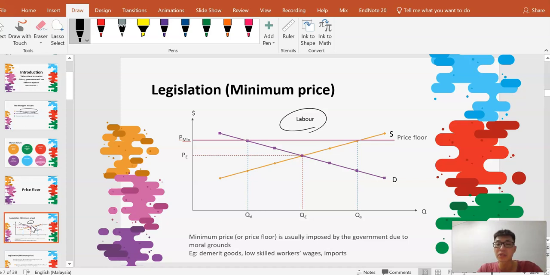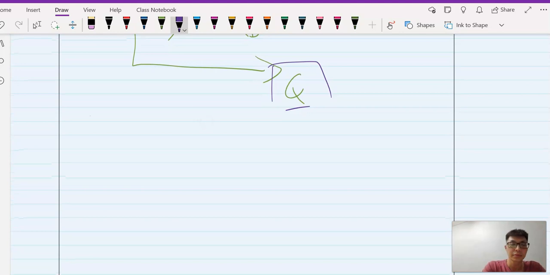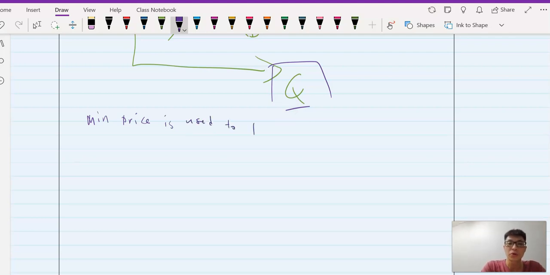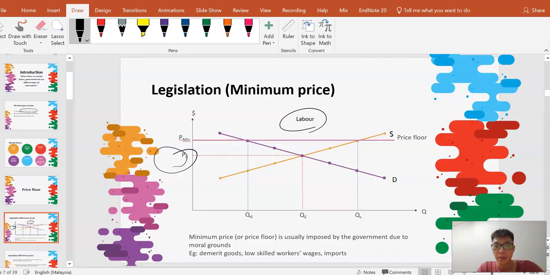Similarly, price floor is actually above. You can see above what? It's actually above the equilibrium price, right? Above the equilibrium price. A minimum price is used to protect the producers. So in this labor market, it is to protect the labor, right? Why does the government want to protect them? Because the government may feel that the wage is too low.